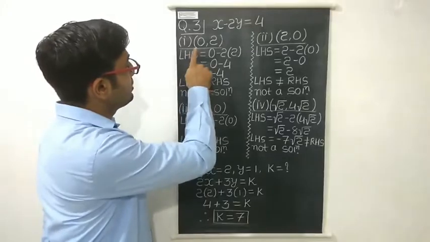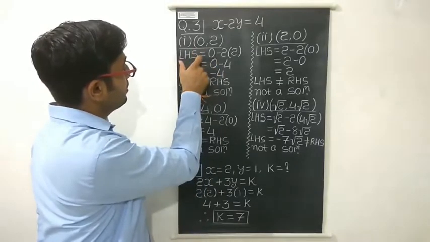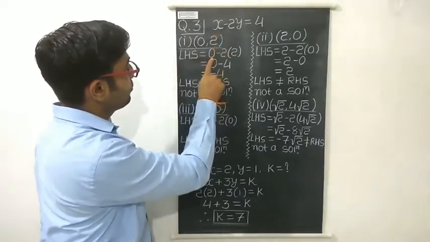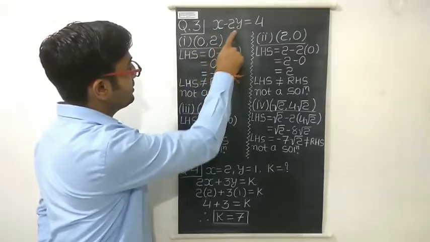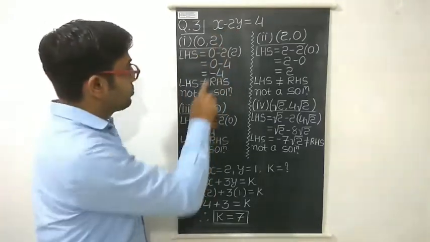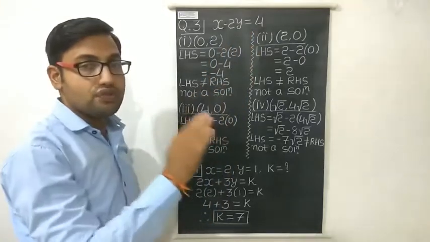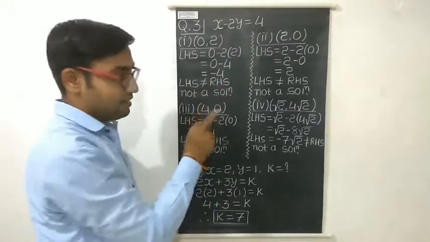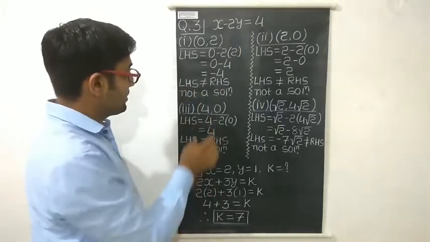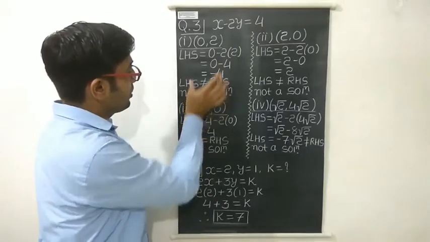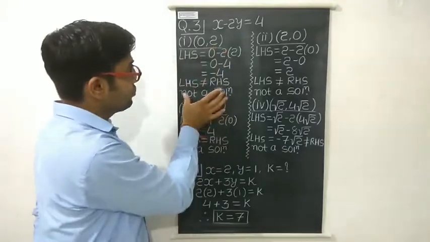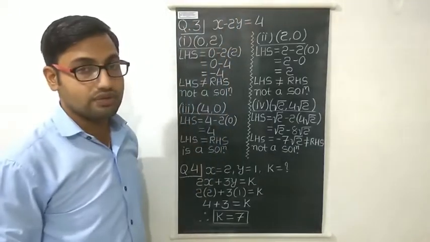Here the first value is 0, 2. So the left hand side portion is, instead of x we have to put 0. Here minus 2 as it is. Instead of y we have to put 2. So 0 minus 4 is equals to minus 4. But right hand side value is plus 4. So left hand side and right hand side values are not equal. So we can say that it is not a solution. 0, 2 is not a solution of this linear equation.